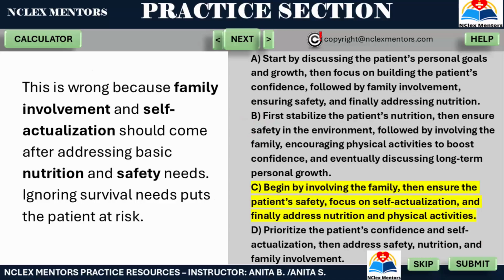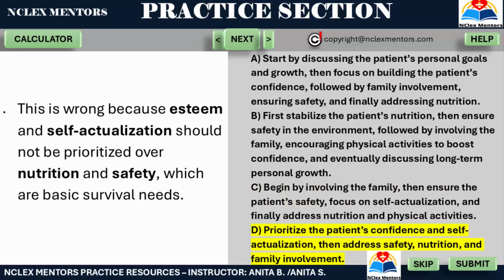Option C, begin by involving the family, then ensure the patient's safety, focus on self-actualization, and finally address nutrition and physical activities. This is wrong because family involvement and self-actualization should come after addressing basic nutrition and safety needs. Ignoring survival needs puts the patient at risk. Option D, prioritize the patient's confidence and self-actualization, then address safety, nutrition, and family involvement. This is wrong because esteem and self-actualization should not be prioritized over nutrition and safety, which are basic survival needs.